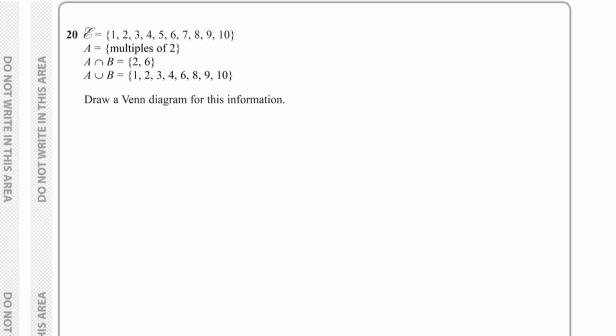Question number 20, we've got a set of numbers 1 to 10. A is equal to multiples of 2. A and B is 2 and 6. A or B is 1, 2, 3, 4, 6, 8, 9 and 10. We have to draw a Venn diagram for this information.